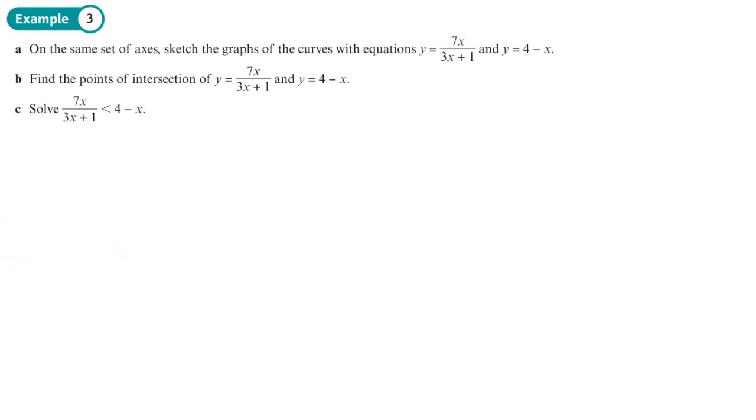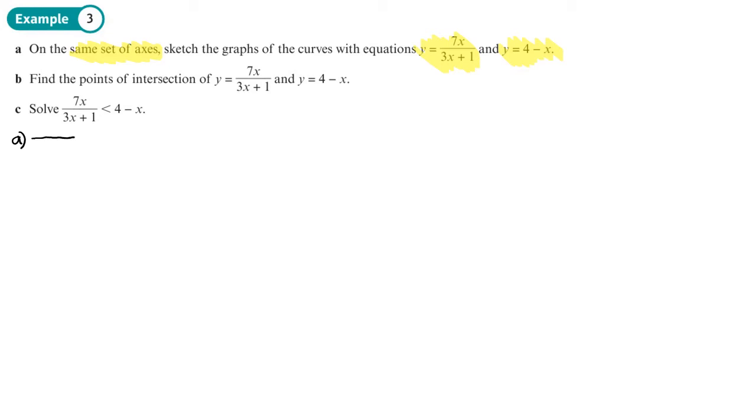Okay, so it's asking us to, on the same set of axes, sketch the graphs of these curves. This y equals 7x over 3x plus 1, which is the new unfamiliar one, and y equals 4 minus x, well, that's just a straightforward linear graph. Right, so what we need to do is to see if there are any horizontal and vertical asymptotes.